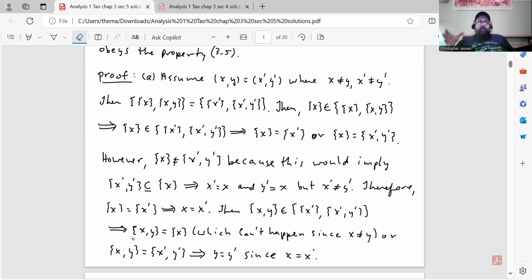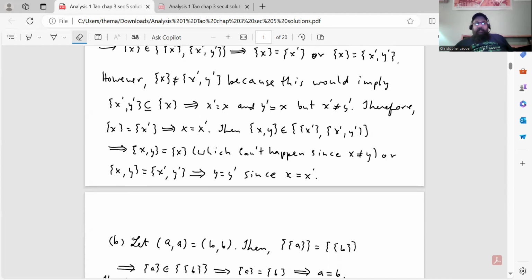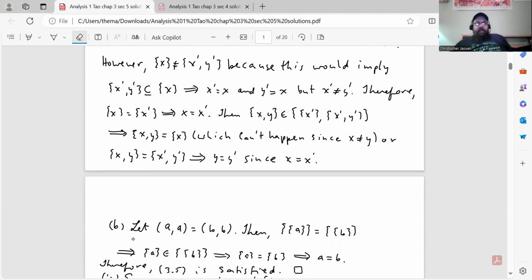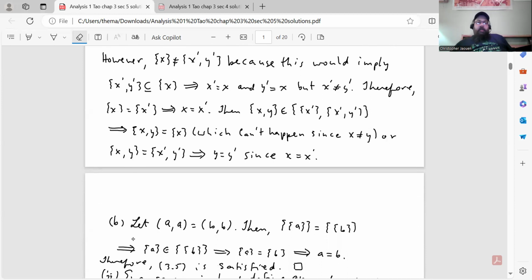Then the pair set {x, y} is an element of the pair set containing the singleton set {x'} and the pair set {x', y'}, which implies that the pair set {x, y} is equal to the singleton set {x'}, which can't happen since x is not y, or the pair set {x, y} equals the pair set {x', y'}, which implies that y equals y' since x is equal to x'.